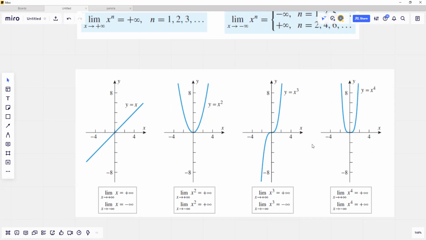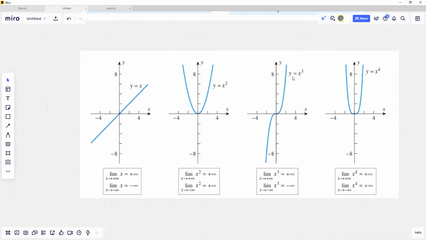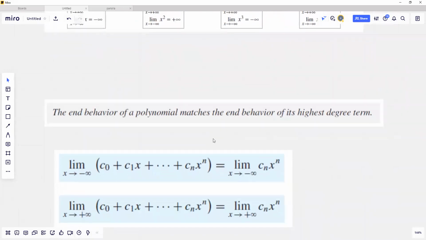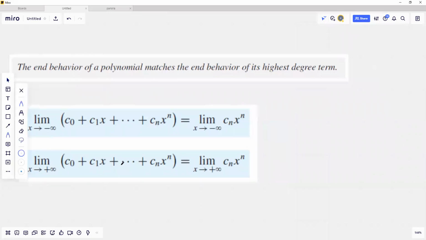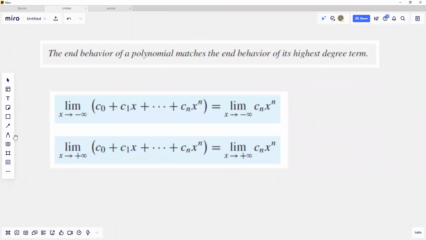And a couple of other examples. So here, examples for y equal to x cubed and y equal to x to the power of 4. All right, so we have the following nice property here. The end behavior of a polynomial matches the end behavior of its highest degree term. So the limit as x increases or decreases without bound of a polynomial is equal to the limit of its highest degree term. To see why this is true, let's take a look at this limit here.